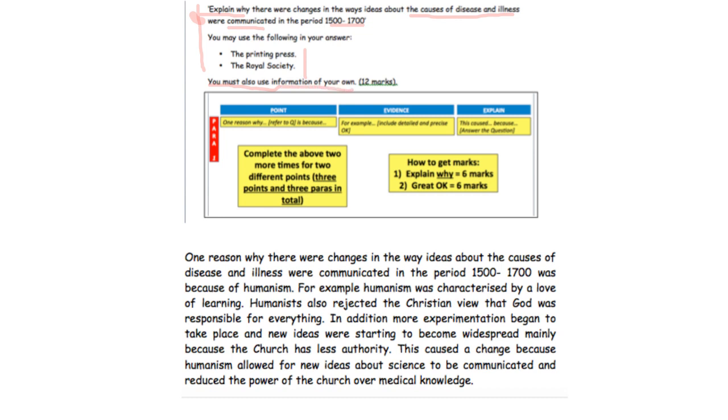So again, some things to highlight here. 1500 to 1700: in the exam paper, they may write Renaissance period, but they might write specific numbers, and you should feel comfortable knowing which dates link to which period we are studying: Renaissance, medieval period, the modern period. So don't let this put you off, is what I'm trying to say to you.